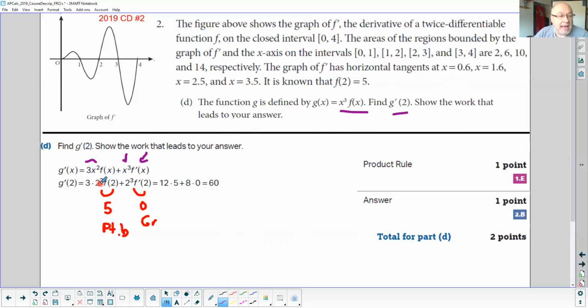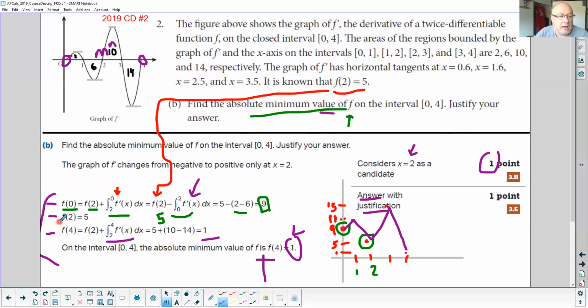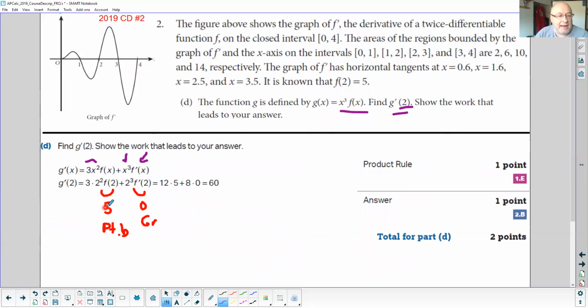So 3 times x, they're asking for 2, so x is 2, so 3 times 2 squared. F of 2, here we go again. How do I find f of 2? It was given to me, and I also cleared it up in that spot. It's a 5. Then how do I find f prime of 2? Well, here's the graph of f prime. What's the value at 2? It's a 0. Putting this all together, you should get 60. You don't have to simplify since it's no calculator. You certainly can't leave it like this, but either one of these double underlined answers are fine.